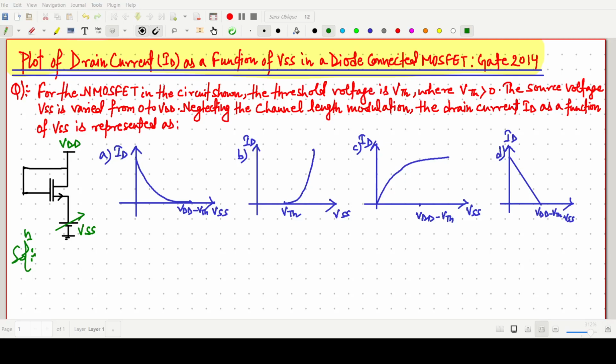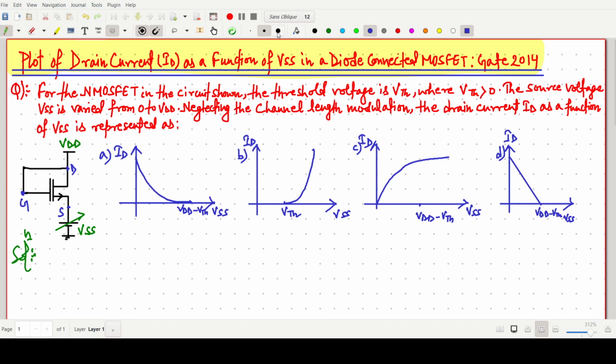Welcome everyone. In this video lecture, we will solve a GATE 2014 question in which we have to plot the drain current as a function of VSS. In this question, an NMOSFET is diode connected. It is not stated in the question, but the gate of this NMOS is connected to the drain, and this one is our source. When gate and drain are connected together, it is a diode connected structure.